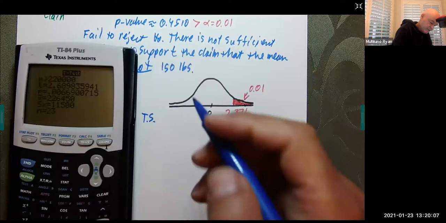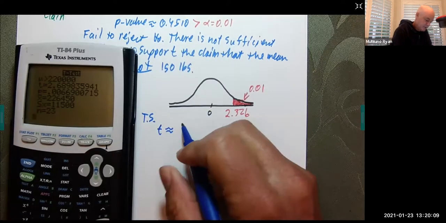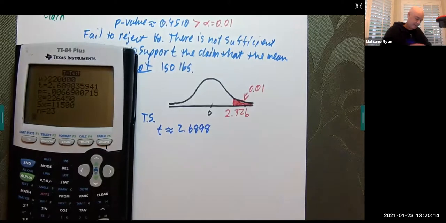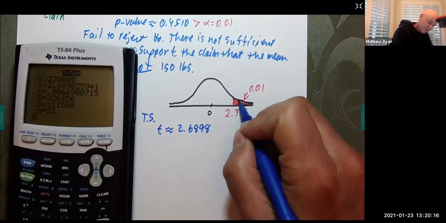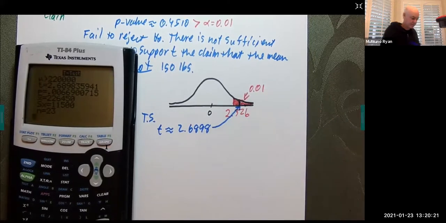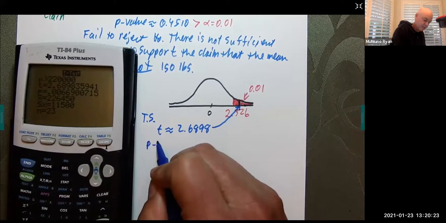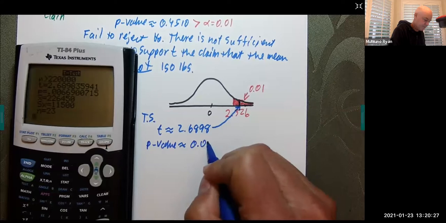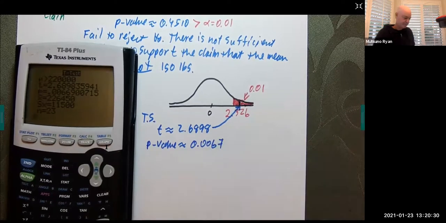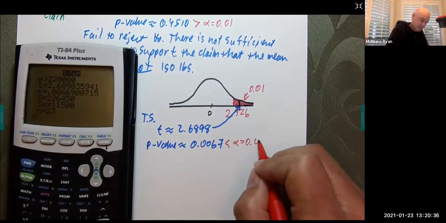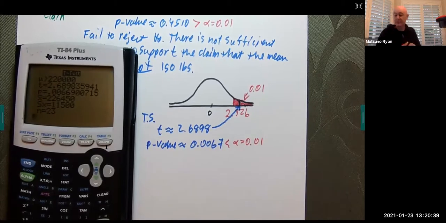Bringing that, t is about 2.6898, which is about right there. Exaggerate that a little bit. So we are in the zone in this case. P-value. And once again, the point is this is way less than our alpha. Not way less, but significantly less.